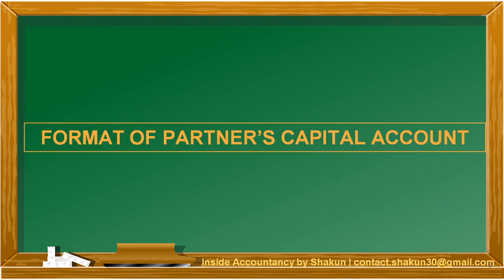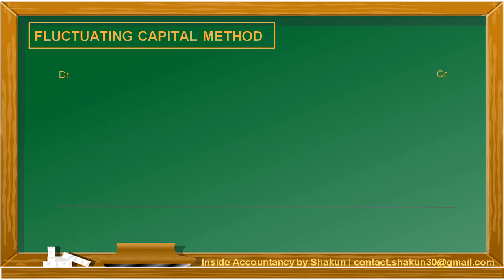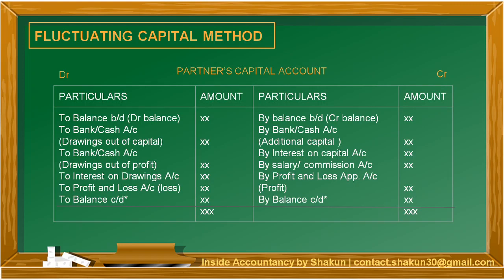Now let's talk about the format of partner's capital account. In case of fluctuating capital method, as I told you, only one account is made, that is the partner's capital account. If you notice on the Dr and Cr side, I have mentioned 'To balance brought down' and 'By balance brought down'. So if in the question the debit balance is given, that is shown on the debit side, and if the credit balance is given, it is shown on the credit side.